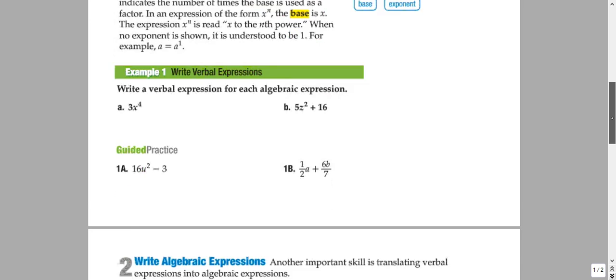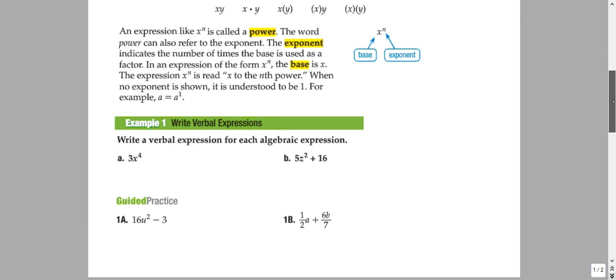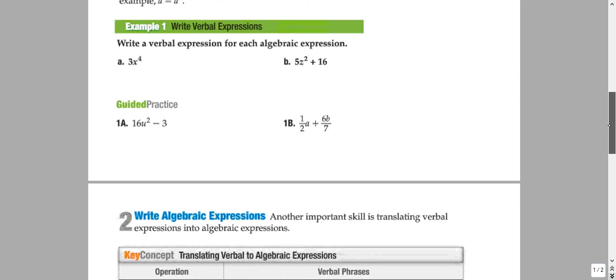I'm going to go ahead and move on to example 1. Again, the goal of this section is to write a word to algebra, let me go up here for a second, word to symbol translations. So here we actually have a symbol and we're going to translate this into words. They're saying write a verbal expression, which basically means write this out in words. These aren't too bad because we can just look at that, say it in our head, and write exactly what we said. So in our head, you probably said something like 3 times x to the 4th, which is exactly what we're going to write down.